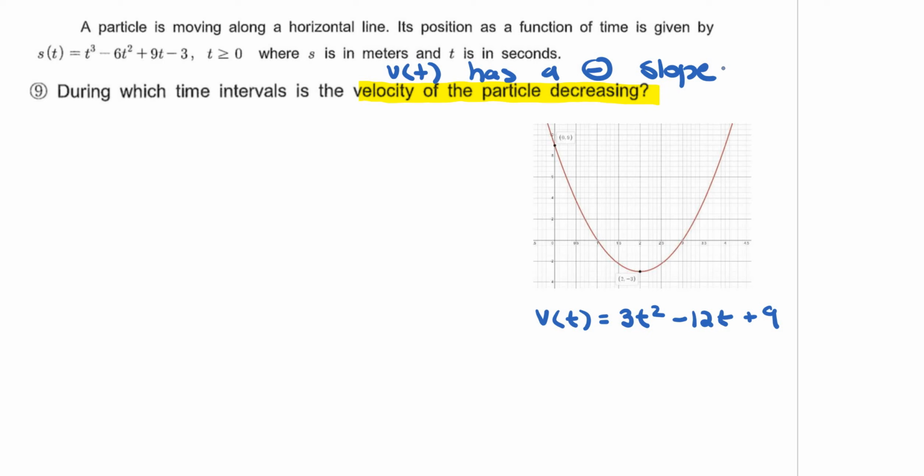So when I'm looking at this graph here, here's my VT graph. If I look at those two points right there, I think most students would agree that this part right here, the slope is negative, right? The slope is negative right there. So what we can do based on that graph, we can say that the slope is negative when we're between 0 and 2, right? So that's when the slope is negative.